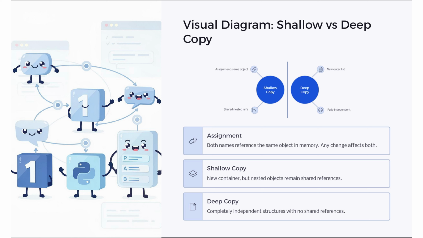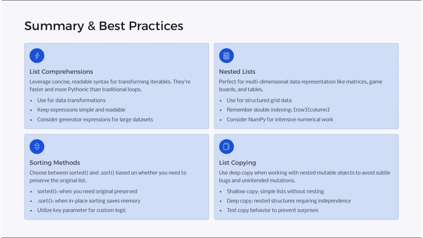In a shallow copy, a new container is created, but nested objects remain shared references. This means changes to nested objects affect both the original and the copy. In contrast, a deep copy creates fully independent structures, ensuring no shared references, providing true independence between the original and the copy.